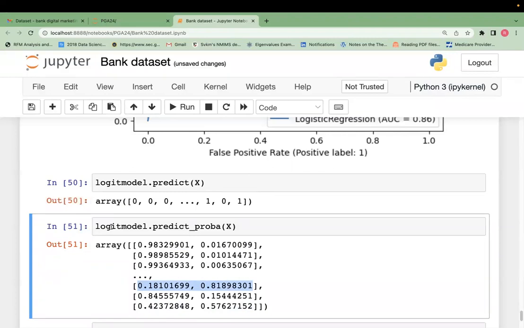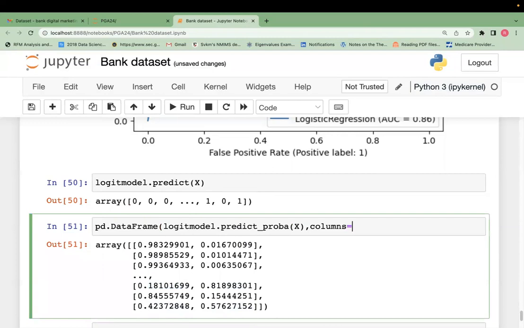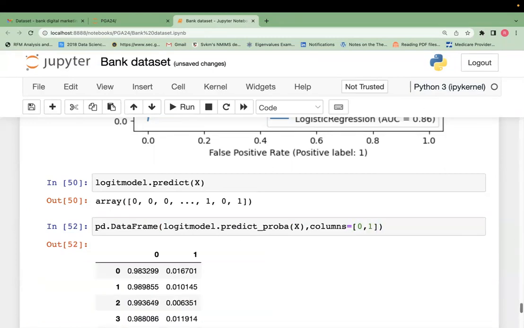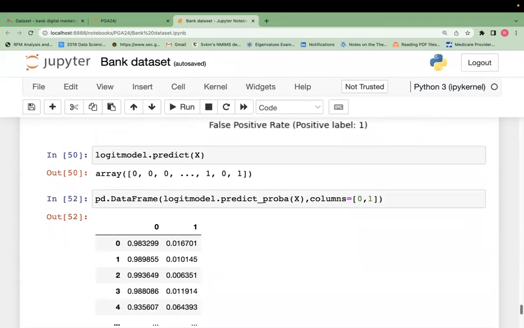You can do it like this: pd.DataFrame with columns equal to [0, 1], giving the 0 probability and 1 probability. Now see here, the 0 probability is higher and the 1 probability is lower, so the final prediction will be 0. Here the 0 probability is lower, so the final prediction will be 1. Same thing here, 0 is lower, 1 is higher. So the model predicts the probabilities, and based on the probabilities, the classification is done.